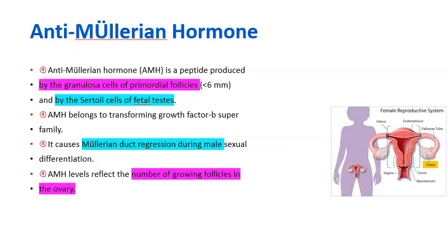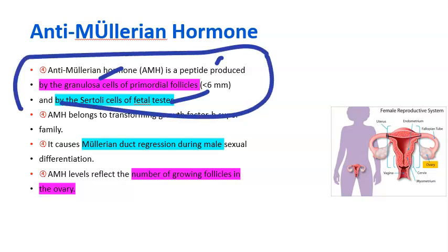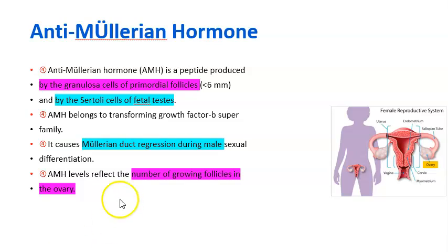So about the anti-Mullerian hormone, what is it? It is a peptide which is secreted by whom? The granulosa cells of the primordial follicles. It is also secreted by the Sertoli cells of the fetal testis. This you should write in the exam. If you say it is only secreted by the follicles, then it's very bad. You should say it is also secreted by the Sertoli cells of the fetal testis. Only the fetal testis they are saying here. The textbook says that.